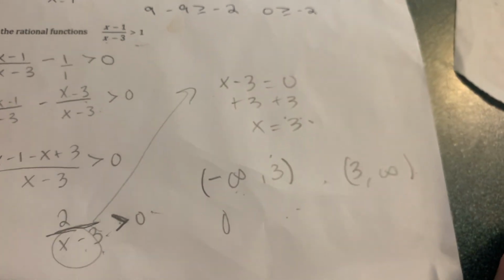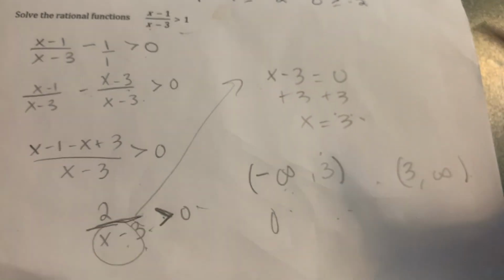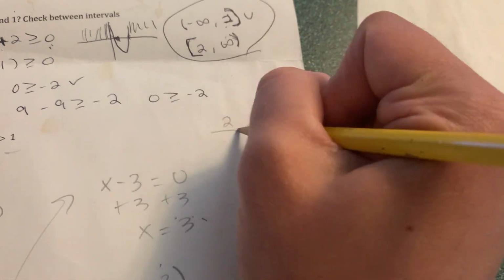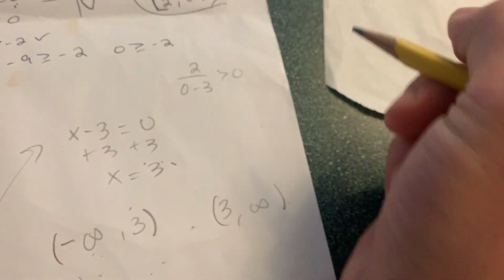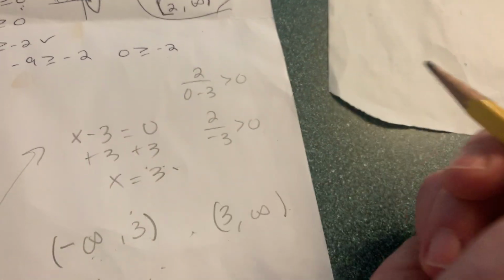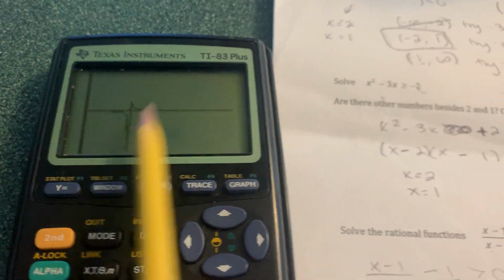You can pick any number you want. I like 0 because it's just nice and clean. So if I put here 2 over 0 minus 3, is that greater than 0? No, it's not greater than 0, so it's not this one. Well, yeah, this is less than, so yeah, it's not that.